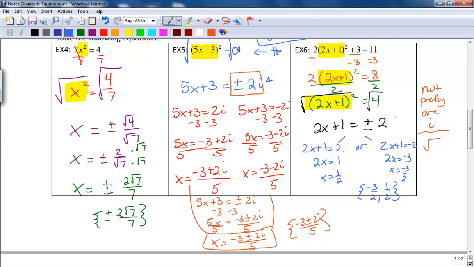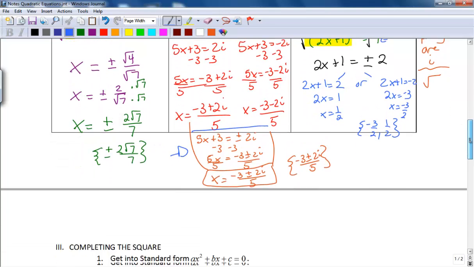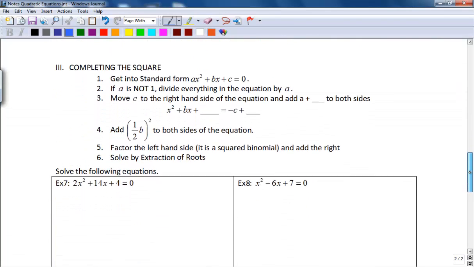Again, when you're a pretty number, right? Pretty numbers again means things that don't have i's and don't have radicals, you have to split into 2 like we did originally here. You cannot work it as a single problem. Right, so thus far we've talked about factoring and we talked about extraction of roots. Let's look at the last two ways to solve quadratics.